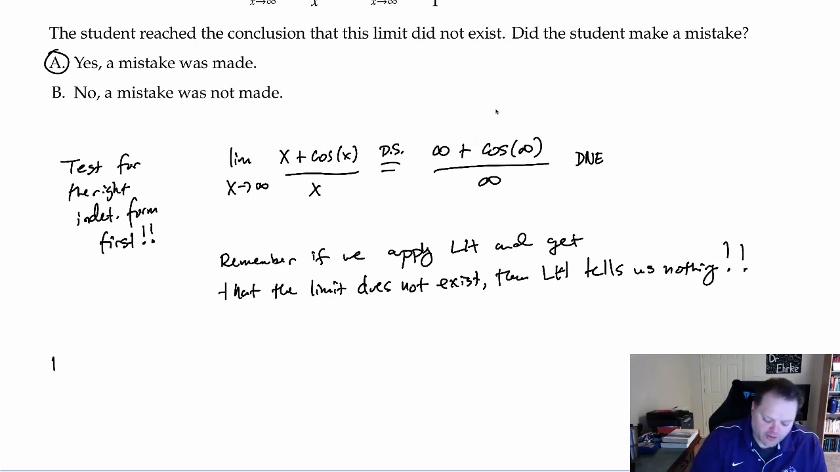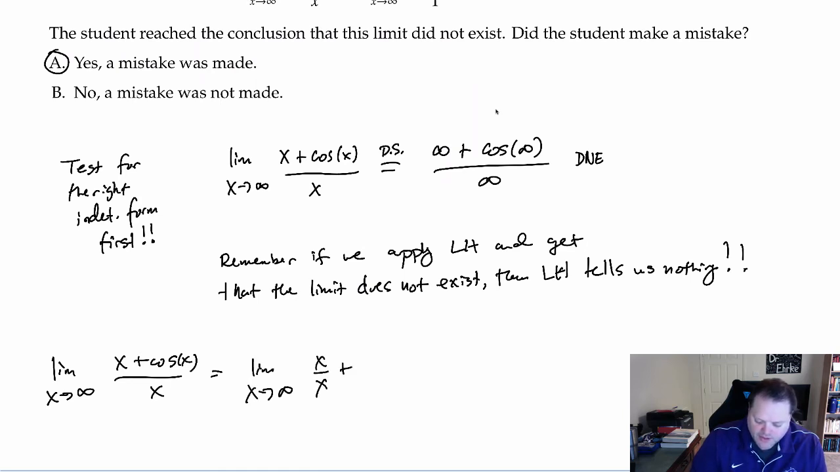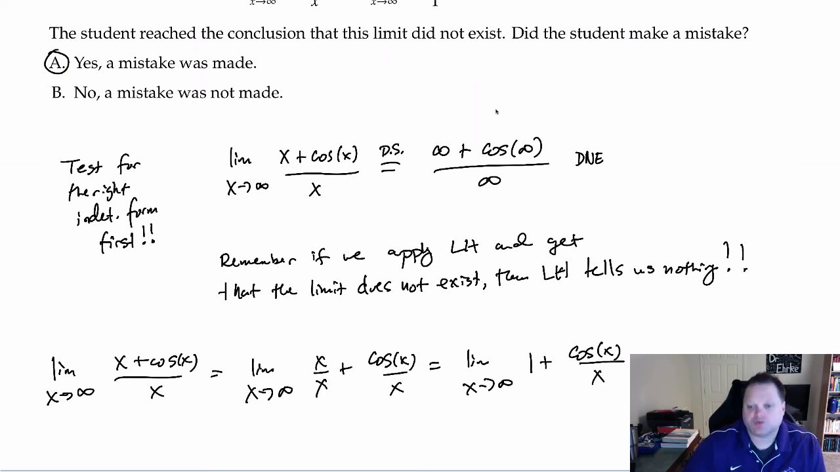If you look at the function, another thing to think about here is you've got x plus cosine of x over x. This is the limit as x goes to infinity of x over x plus cosine of x over x, which is the limit as x goes to infinity of 1 plus cosine of x over x. If I'm going to be able to apply L'Hopital's rule in this problem, this limit here would need to be infinity over infinity or 0 over 0, but it does not exist over infinity. That's why this thing doesn't exist.